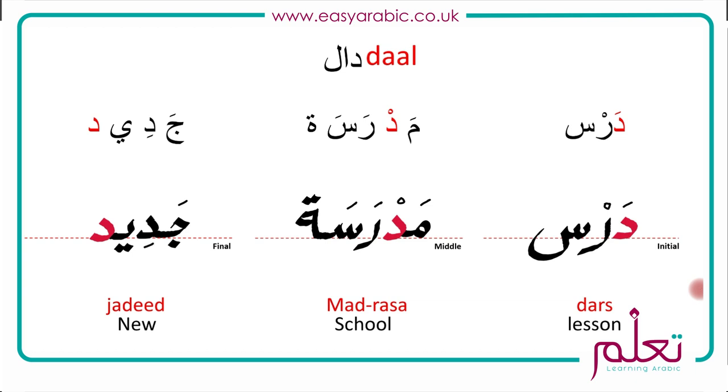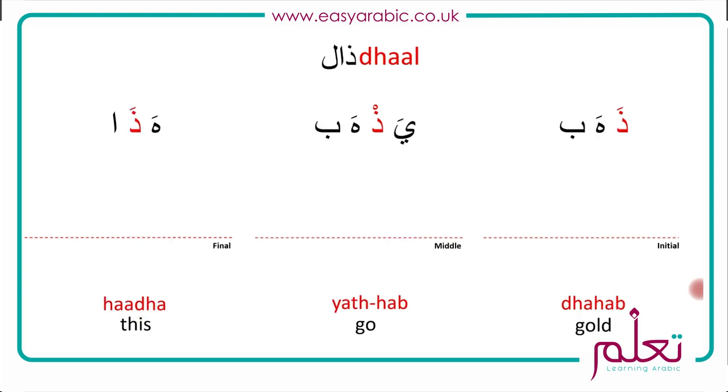Next we have the letter dal. So the first word is hada. So the dal, then we have the ha. Now because the dal is a naughty letter, the ha will use the initial form. So here we'll say like this.